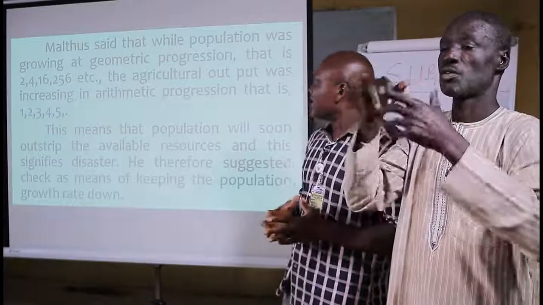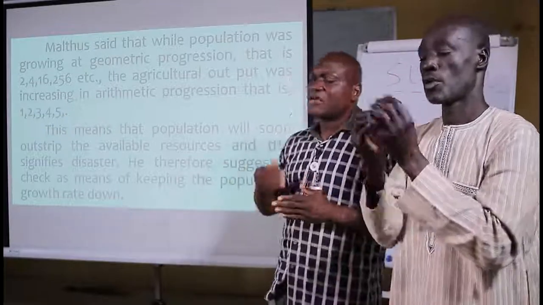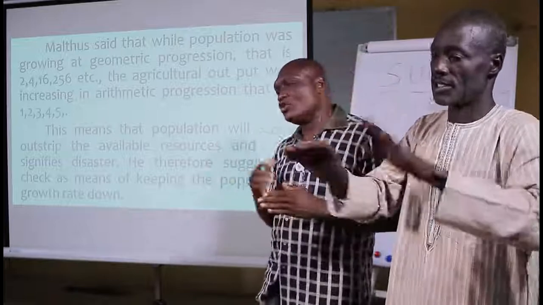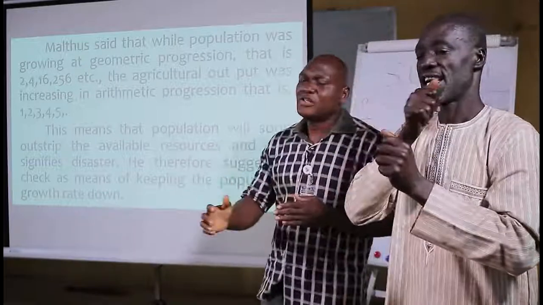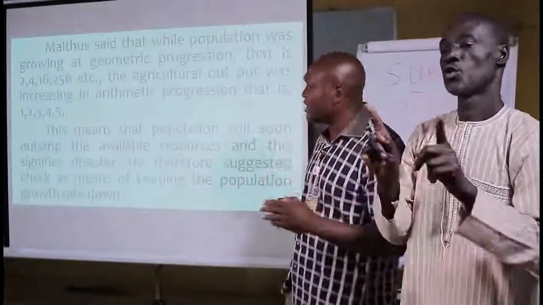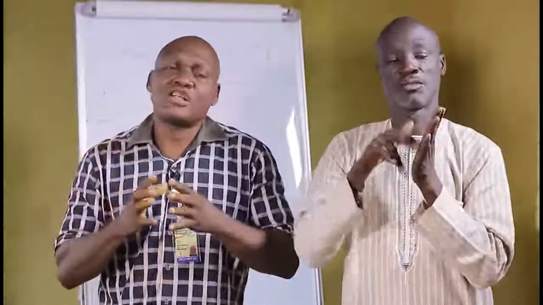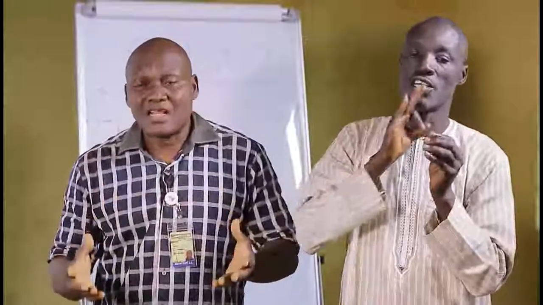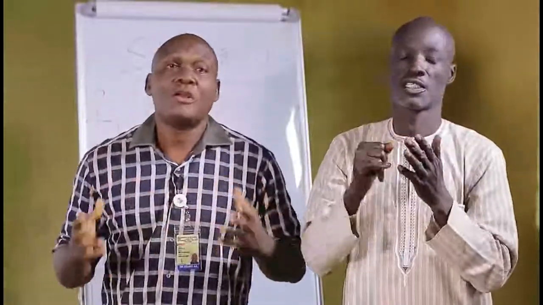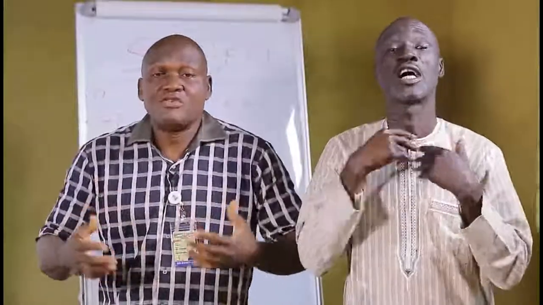So what he's saying, in the propagation of Malthus theory, is that as population is growing geometrically, the means of sustaining population, which is agriculture, is growing arithmetically. If it continues like that, the population will outstrip what is used in sustaining the population. And when that happens, it spells doom. The population may not have food to eat, and it will be doomed. People are alive, but they cannot find food to eat.